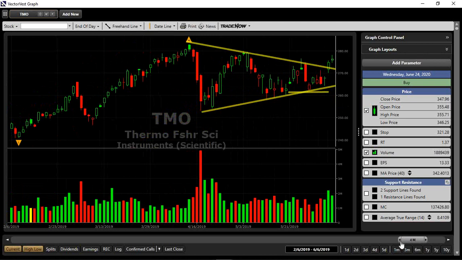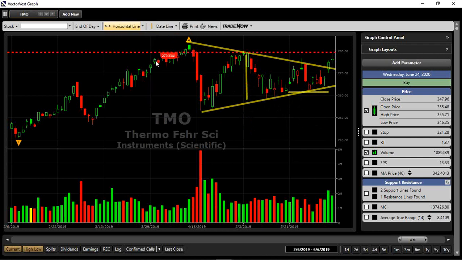My profit objective, excuse me, is the width of the triangle from the first lower high to the first higher low. So I just kind of draw a line there. There's that peak, there's that low. That's how far I should expect price to move off of my breakout.